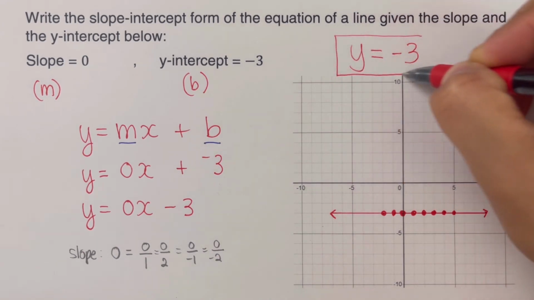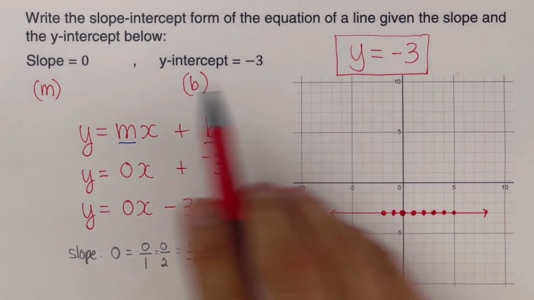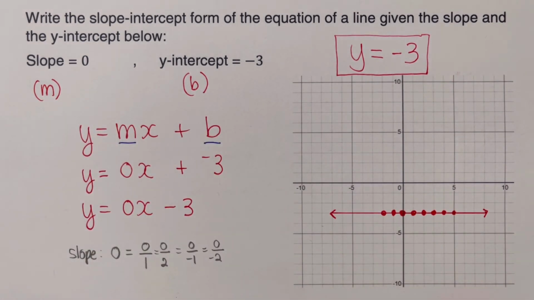And this is the equation for this graph that we have right there, when the slope is 0 and the y-intercept is negative 3. Did you get the same answer as this?